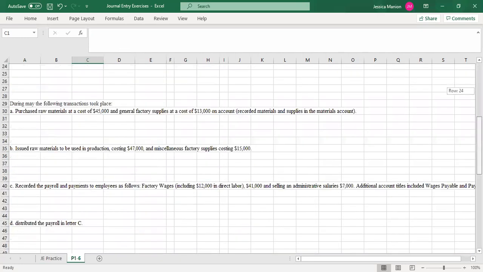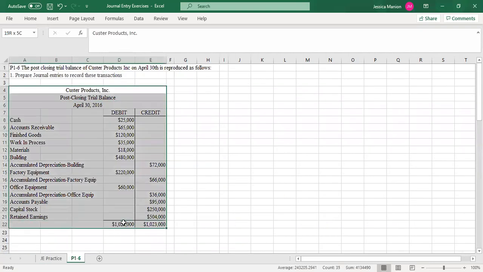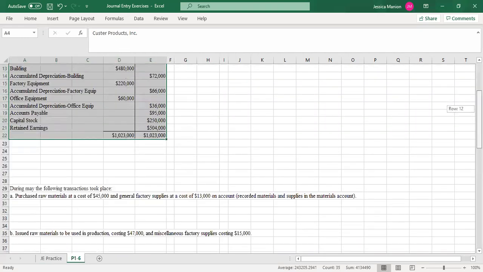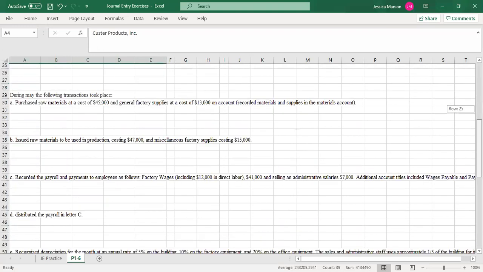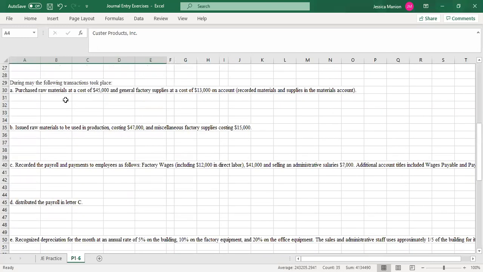Okay, so we scroll down here, and I did put the trial balance information here, but we won't use it because we're not going to do the part 2 and part 3. We're just going to focus on just getting more practice with these journal entries. So during May, the following transactions took place. And again, our instructions are to prepare the journal entries to record these transactions.